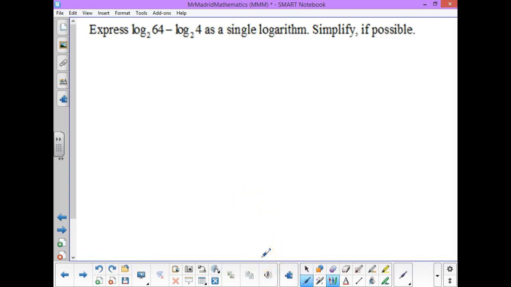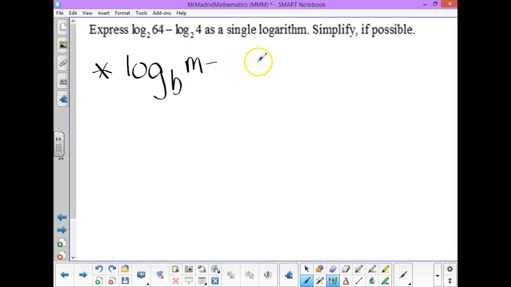Express log base 2 of 64 minus log base 2 of 4 as a single logarithm. Simplify if possible. Notice, unlike the other one that had a plus, this is a minus. So you guessed it, you will be needing a specific formula for this kind of problem, and here it is. It's called the quotient property of logarithms. Again, I am saying it, you should be writing it. Nonetheless, here it is.